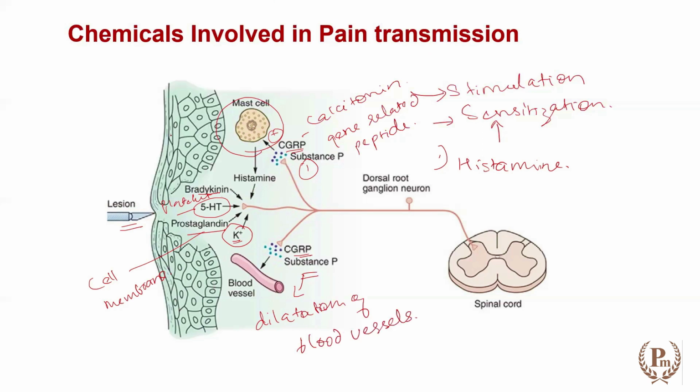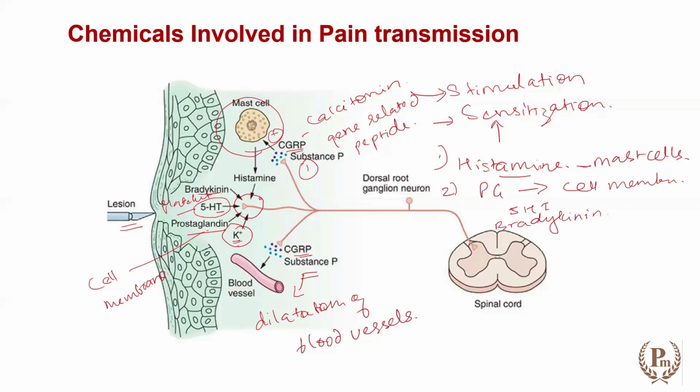So if I have to enumerate it, we have the histamine. The histamine is released by the mast cells. Okay. So we have the prostaglandins. They are the pro-inflammatory substances which are released from the cells which have been damaged, from the cell membranes. So we have other chemicals like 5-hydroxytryptamine and bradykinin. They are being released. And what are they all together going to do? Look up here. Histamine, bradykinin, 5-hydroxytryptamine, prostaglandin, potassium, they all are going to stimulate and sensitize the nociceptor terminals.